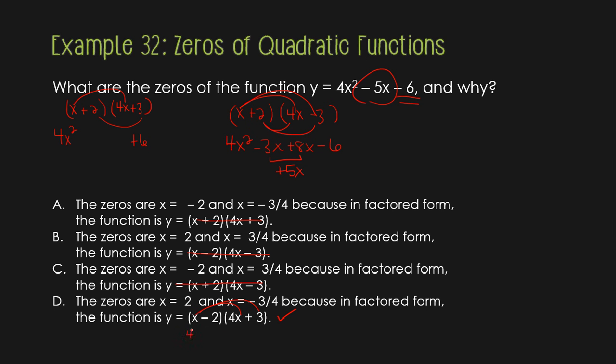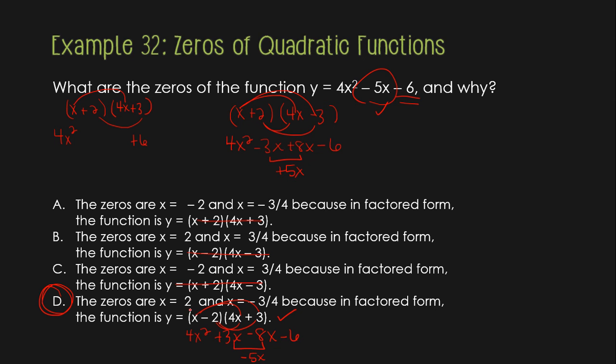So I've got my 4x squared plus 3x. And then when I do it again, I have negative 8x minus 6. And when I add positive 3x plus that negative 8x, I end up with negative 5x, which is exactly what we want. So choice D is correct.